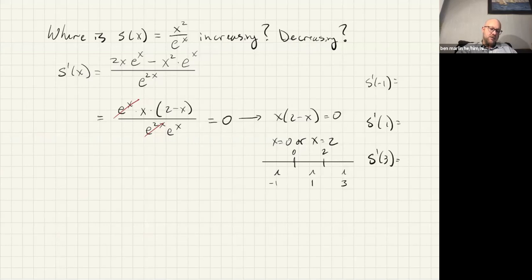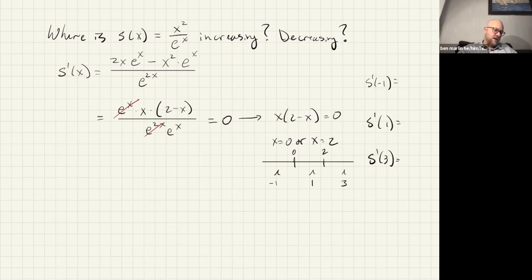Since the derivative can only change signs at the values 0 and 2, whatever sign it takes on at -1 is the sign it takes on for all x values less than 0. At 1, the sign will be the same as for all values between 0 and 2. And at 3, for all values greater than 2, okay? So then we're doing a quick calculation there.